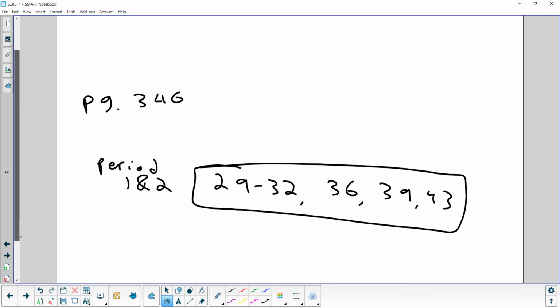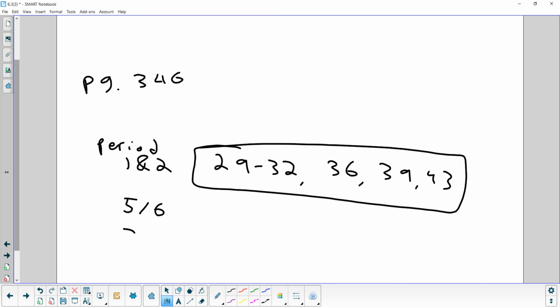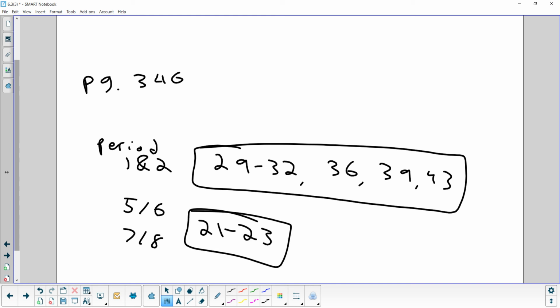And if you are in 5, 6, or 7, 8, you also want to do 21 to 23 with that.